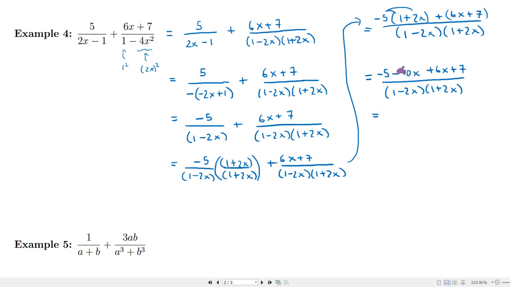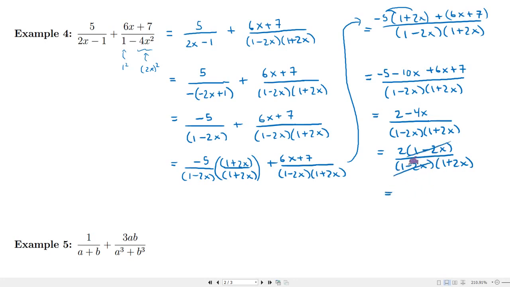Simplifying a little bit more, so the minus 5 and the plus 7 become a 2, and then the minus 10x plus the 6x gives us a minus 4x. Minus 4x, and we'll be able to factor and reduce a little bit, it seems. Okay, so we can factor this, and that becomes 2 times 1 minus 2x over 1 minus 2x, 1 plus 2x. So that reduces those two, and we're left with 2 over 1 plus 2x.